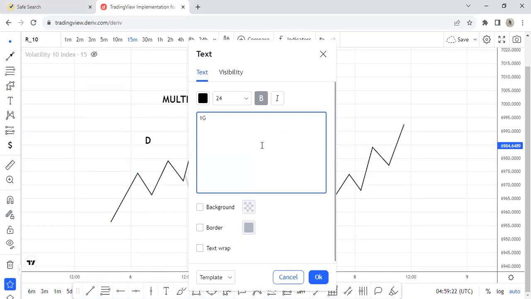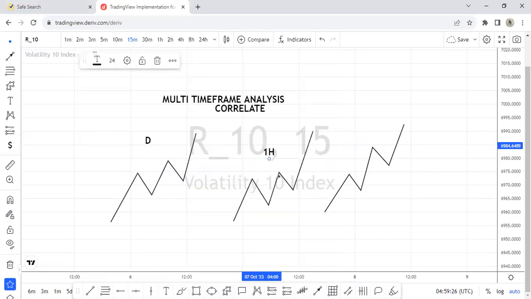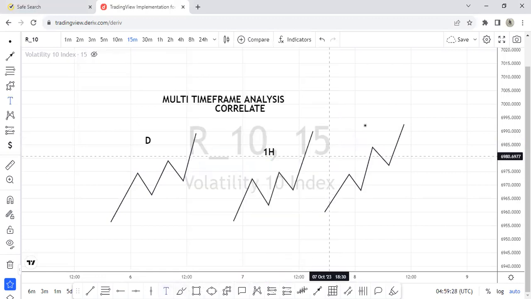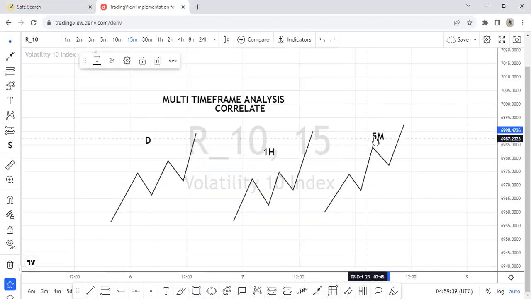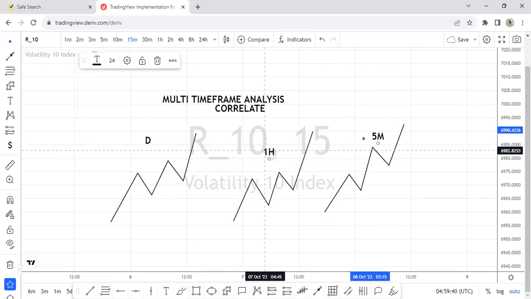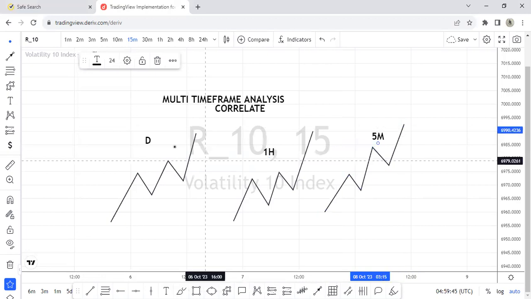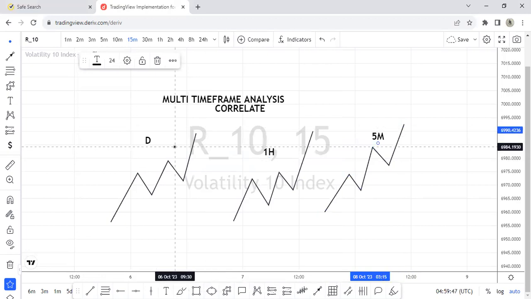At least 3 time frames have to be saying the same thing. At least 3 time frames. So you have to have a higher time frame, an intraday time frame, and a lower time frame or an entry time frame. So you want to see at least 3 time frames. I'm not saying it must be daily, 1 hour and 5 minutes. It can be daily, 4 hour and 1 hour. It can be daily, weekly, and 1 hour. So at least 3 time frames have to give you a unique direction.